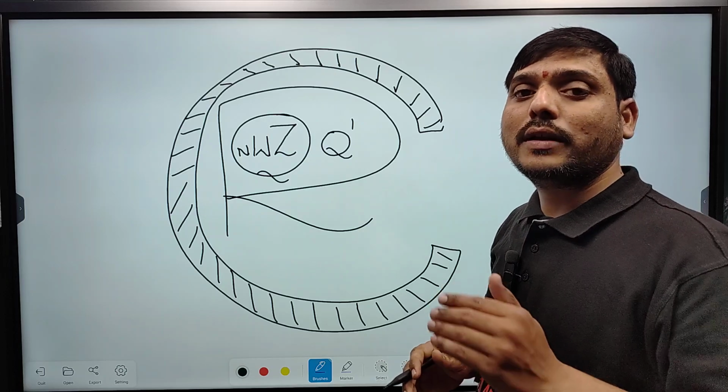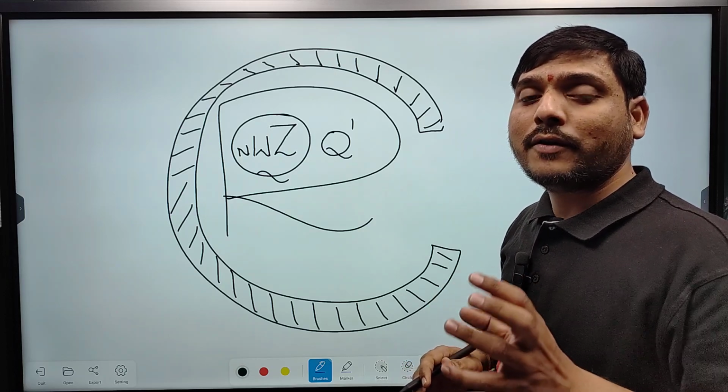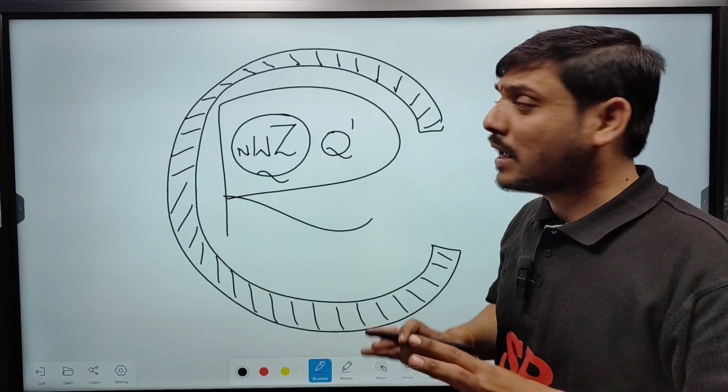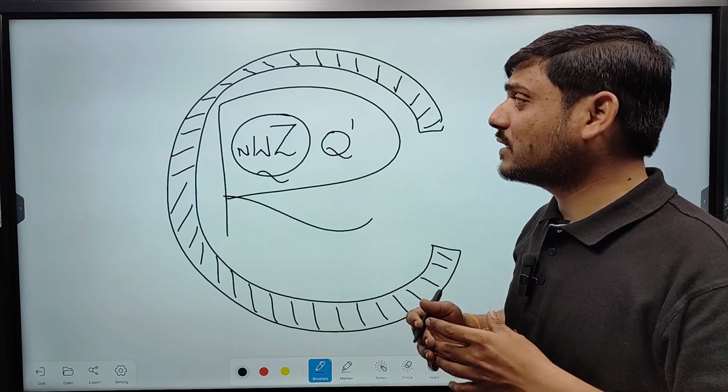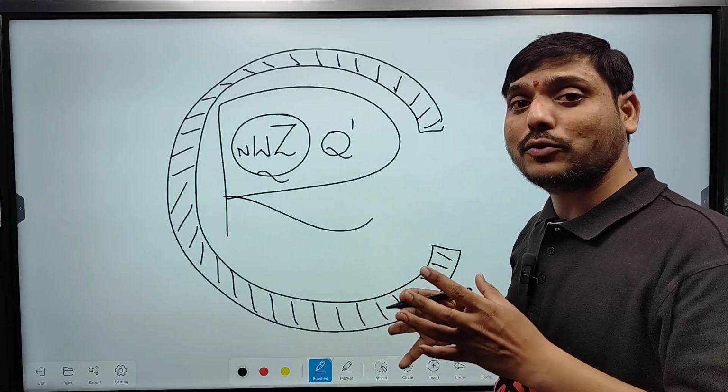Thank you very much. Today's concept is very important in the number systems. In the next session we will discuss the properties of these types of numbers.